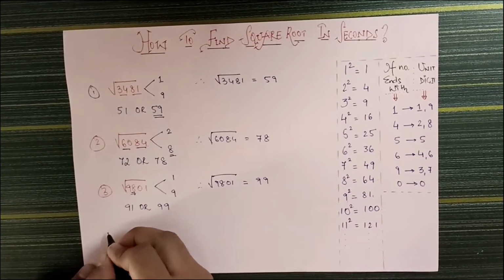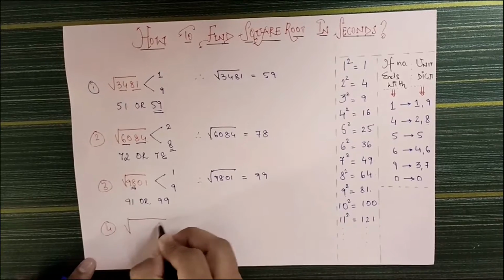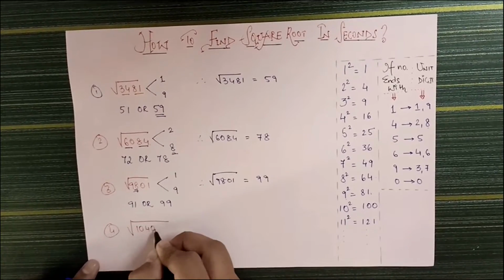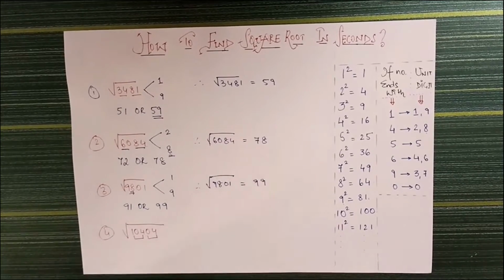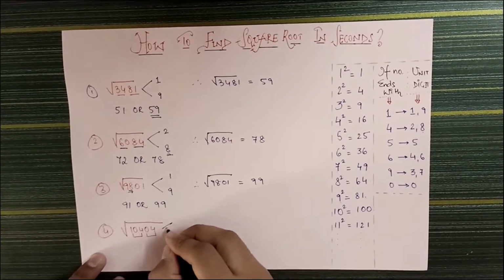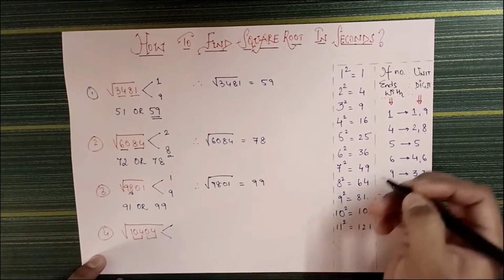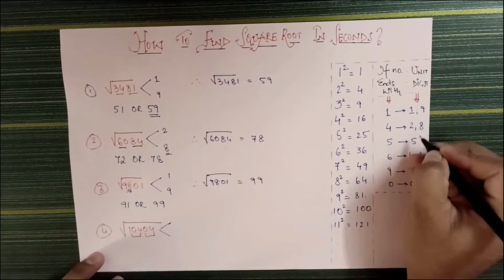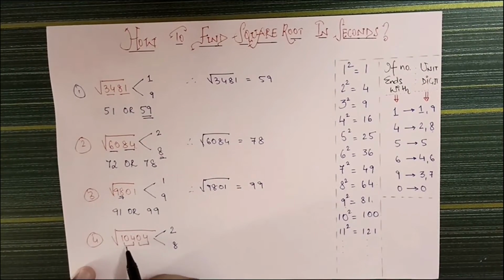Now let's try to find the square root of a 5-digit number, which is 10,404. As you know, we always have to keep the last two digits as one of the parts and the remaining digit as another part. As you can see, the number ends with 4, hence the unit digit of our square root has to be 2 or 8.